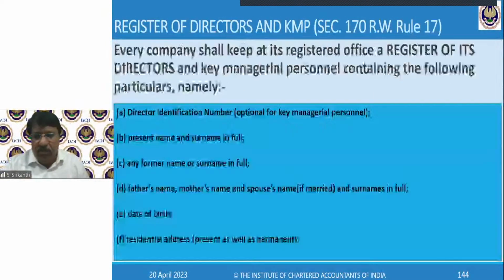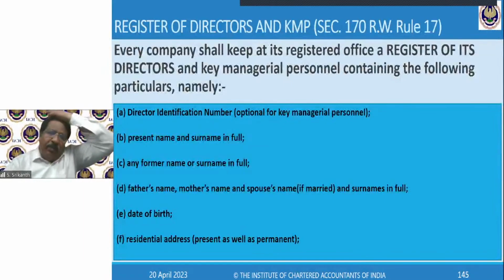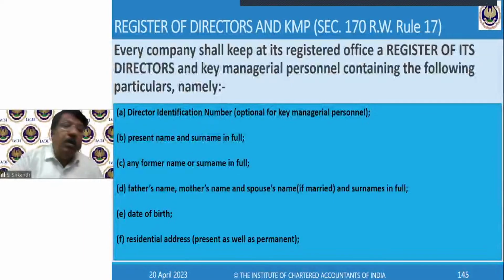Then every company shall keep at its registered office a register of its directors and KMP containing the following particulars. We are now wrapping this up. This is the procedural part, where maintaining the register and all. Particulars like DIN, the present name and surname in full, former name, father's name, mother's name, spouse's name if married, surnames in full, date of birth, residential address, present as well as permanent.